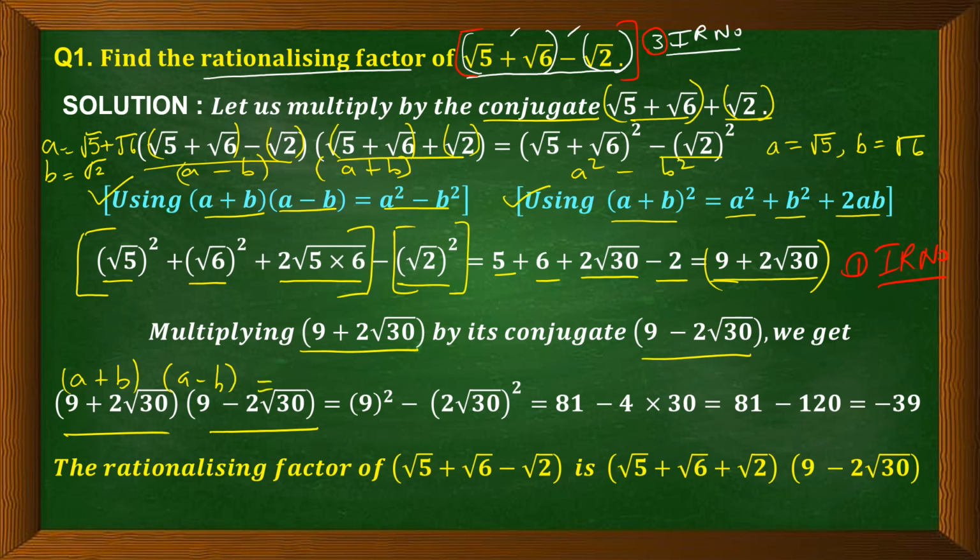And the identity says it is equal to a square minus b square. Now over here, if you observe, a is 9 and b is 2 root 30. So accordingly, a square is 9 square and b square is the square of 2 root 30, with a minus sign in between. Now the square of 9 is 81. Over here, 2 square, and the square of root 30 is 30, right? Now 2 square is 4, 4 into 30 is 120, so 81 minus 120 is equal to minus 39.